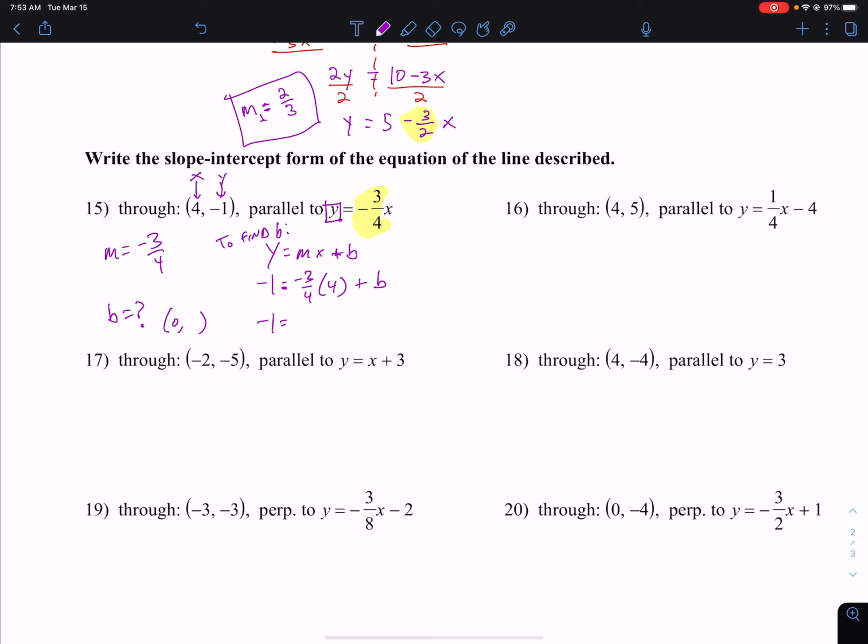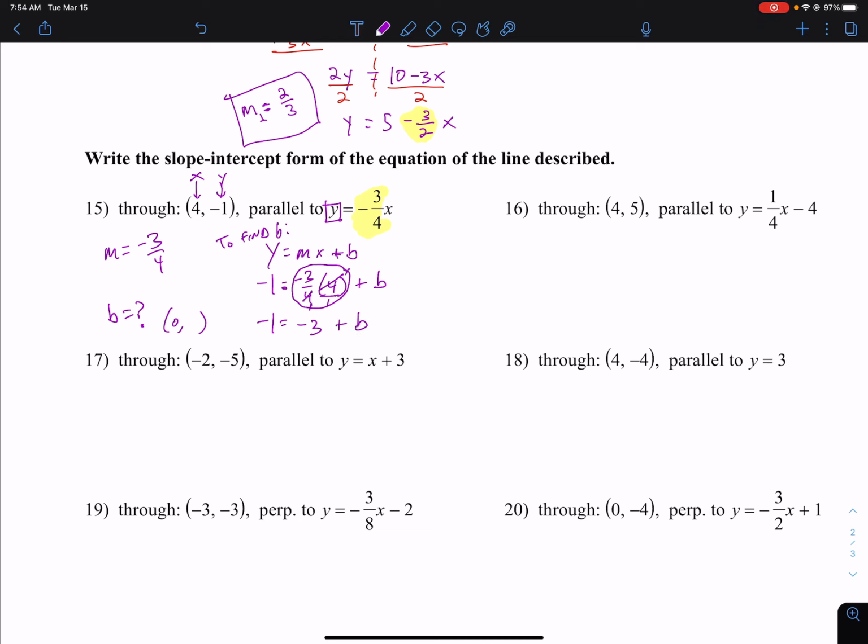So -1 equals, I've got to multiply this first. So I'm going to do, this is like over 1, I'm going to do the 4 divided by the 4. That gives me 1 and 1. And then -3 times 1 is -3. And then 1 times 1 on the bottom is 1.